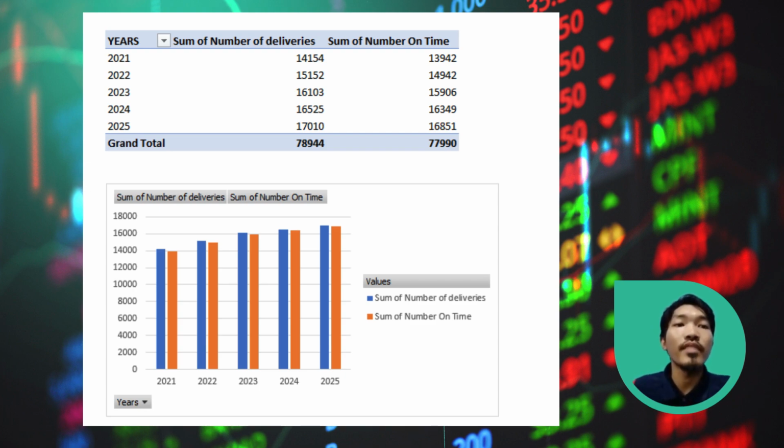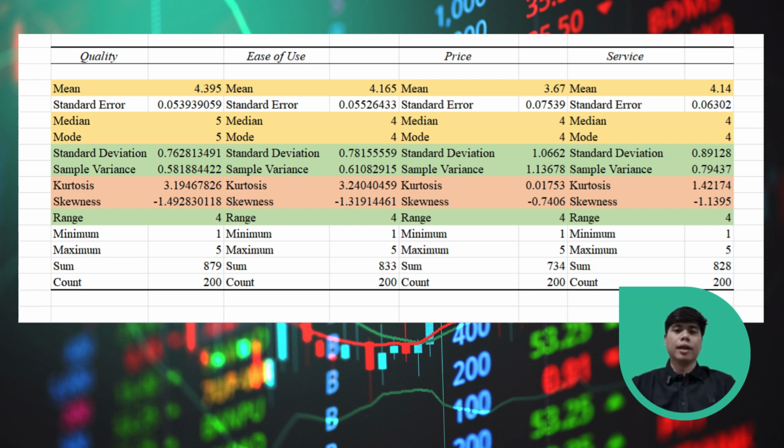Hi, I'm Badris, and I'll be walking you through question 4, where we were asked to provide a descriptive statistical summary of the 2020 customer survey data. This survey collected 200 responses from customers across all of Loan Innovator's regions, rating 4 attributes on a scale of 1 to 5: quality, ease of use, price, and service.